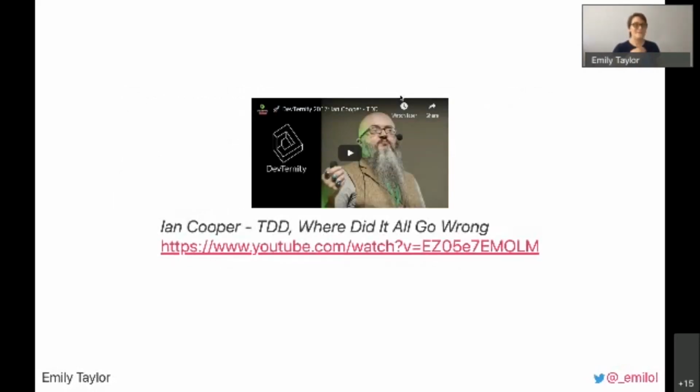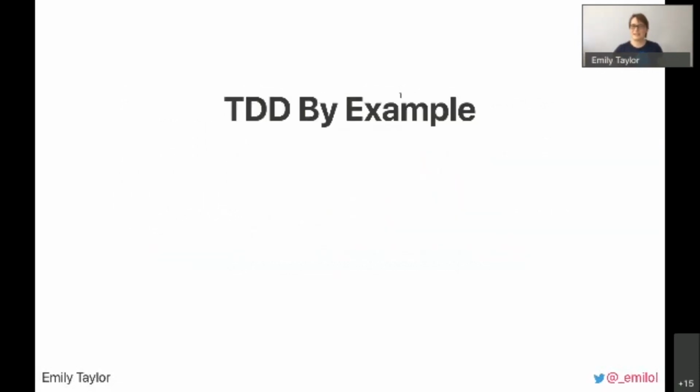And again, for me, the source that I looked into to learn all of this was Ian Cooper in a talk called TDD, Where Did It All Go Wrong? I think Ian did some workshops earlier in the week. Ian, I don't think you're here at the moment, but you're my hero. You've changed the way I write tests. And Ian has a summary of TDD by Example, which I agree with. And I hope I do it justice here.